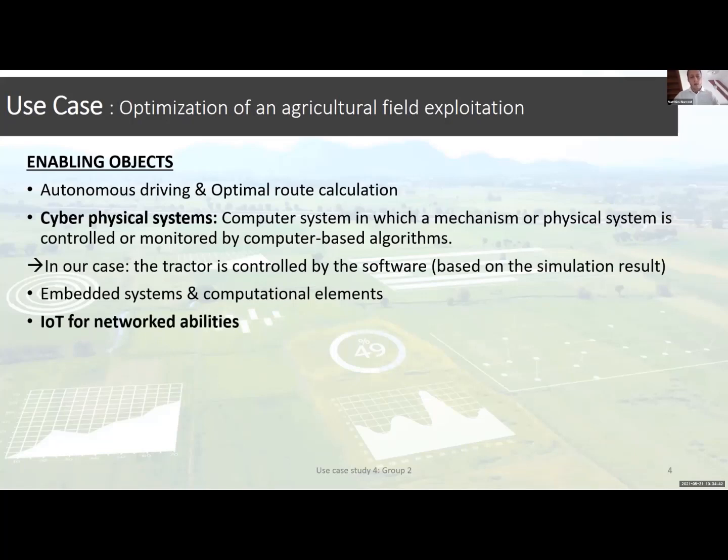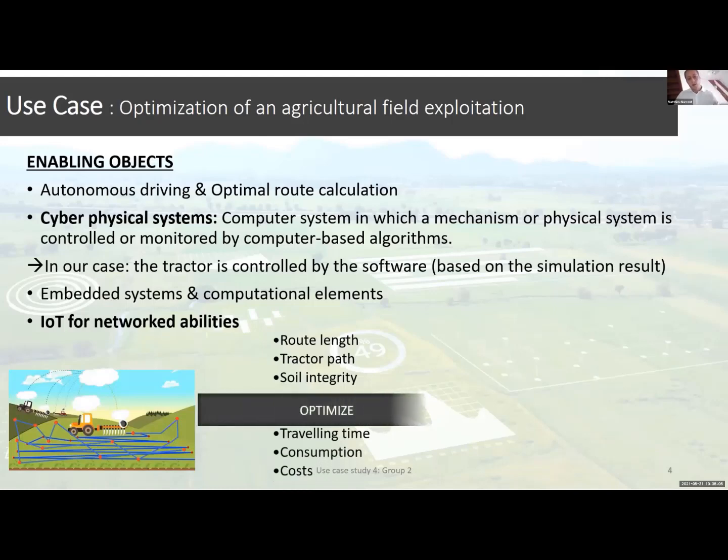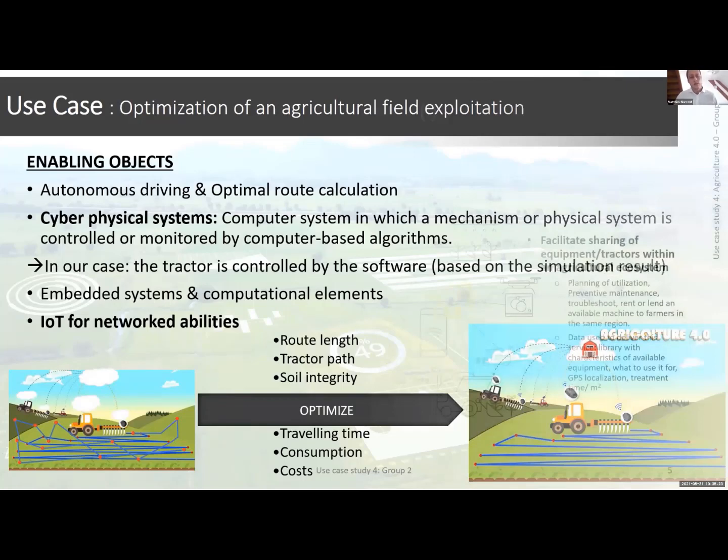So what does it mean in our case? We have a field. The guy who drives the tractor does not necessarily optimize the trajectories. And then thanks to route length, tractor path, soil integrity, traveling time, consumption cost, and all this kind of inputs, we will optimize the processing and the exploitation of the field. And now we will discuss an extension of this use case.